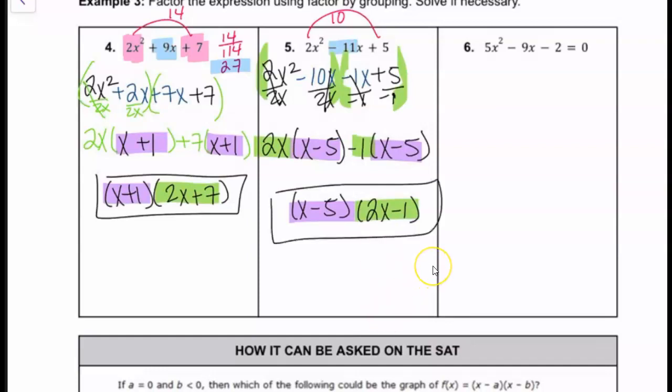It gets easier the more you do it. If it's still confusing, that's okay. We're going to practice in class.